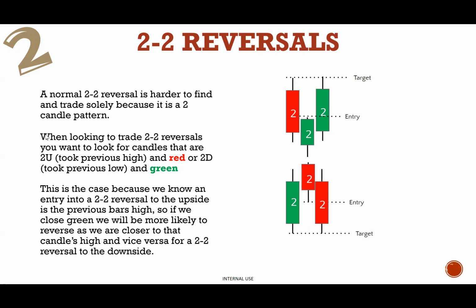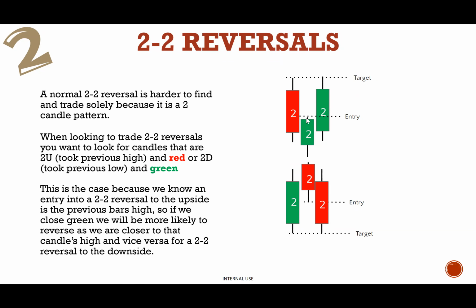So this is what it means by when looking to trade a 2-2 reversal, you want to look for candles that are 2 up, took out a previous high, and is red, right? Coming down. Sometimes they don't have to be red. I'll show you that on the chart, but let's go with this, right? Or a 2 down, right? This candle broke the previous low. A 2 down that took out previous low and is green. This is a 2 down and it took out its previous low and it's green, right?